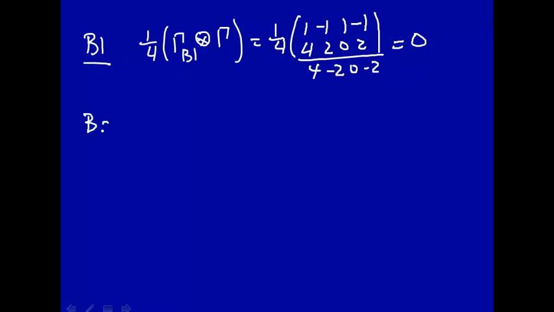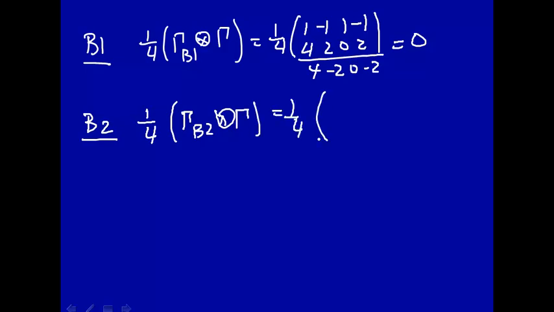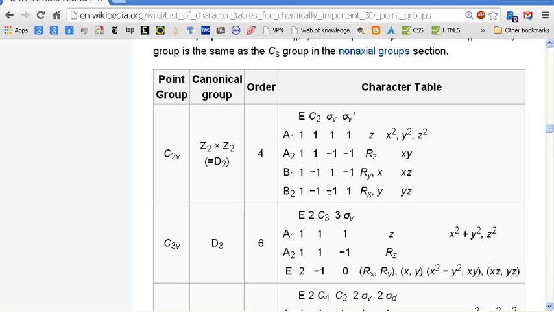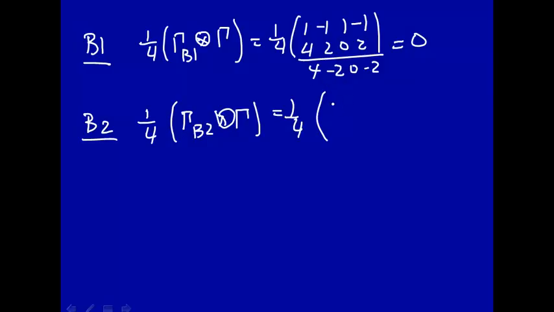Let's do B2. That'll be 1/4 of the irreducible representation for B2 times the reducible representation. That'd be 1/4, B2 is 1, minus 1, minus 1, 1.